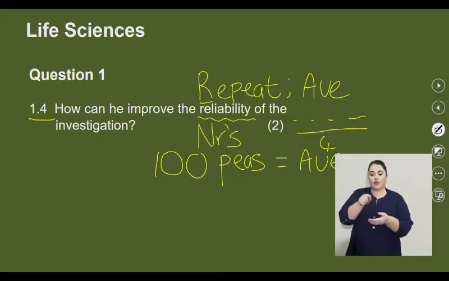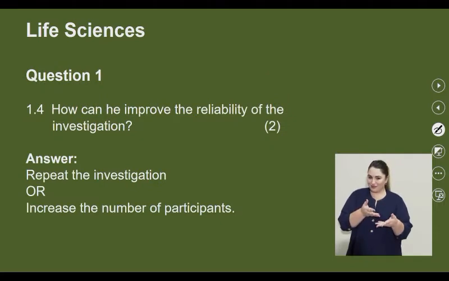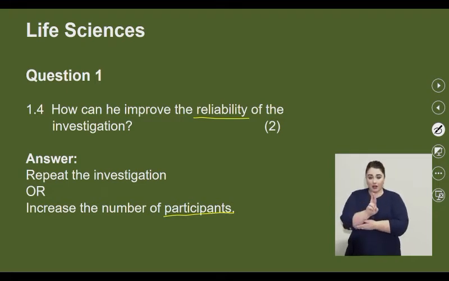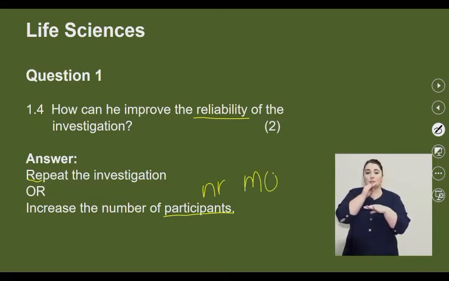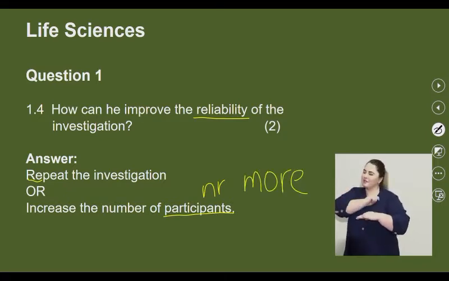How could this learner improve on the reliability of the investigation? And here is the answer. He had to repeat the investigation or increase the number of participants. This is what reliability is all about. Reliability, the R, repeat, or you increase the number of participants. The more, the better. The more reliable will your scientific investigation be, and this applies to all sciences.